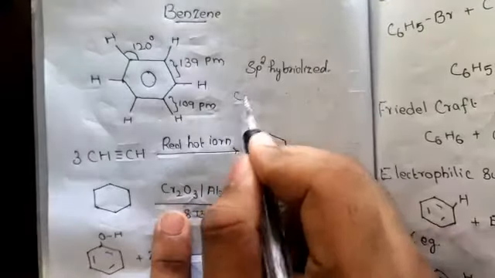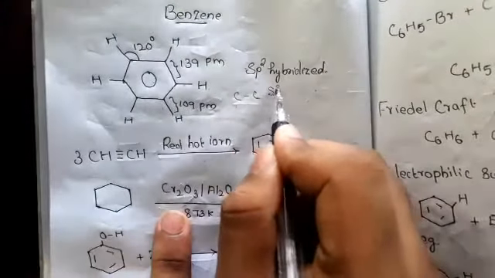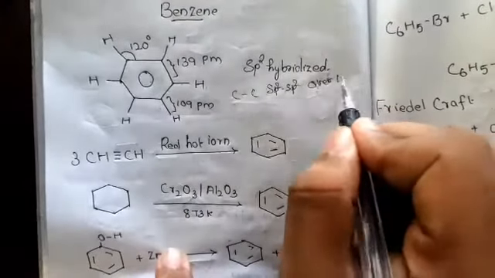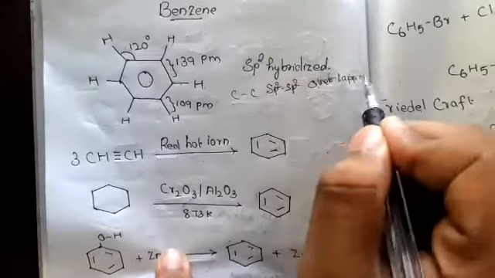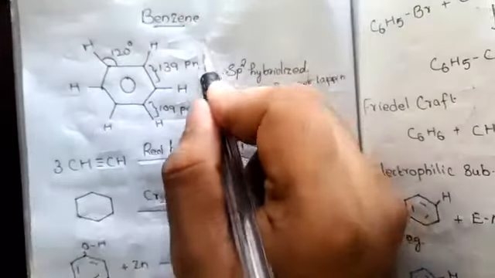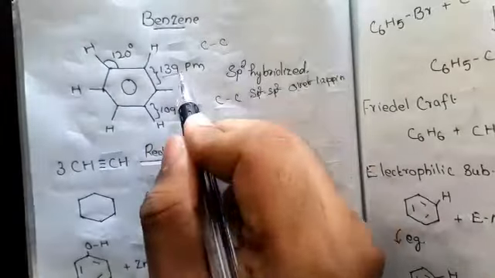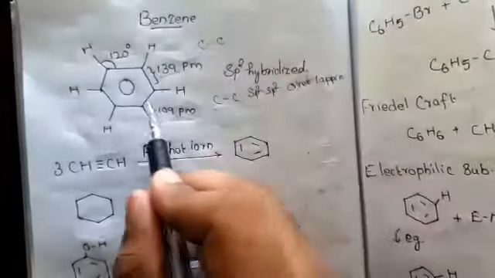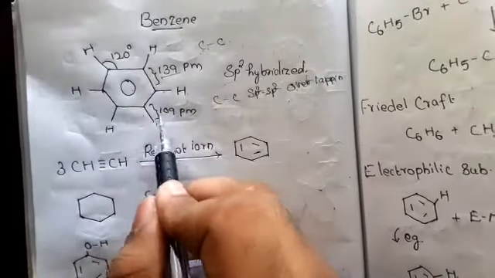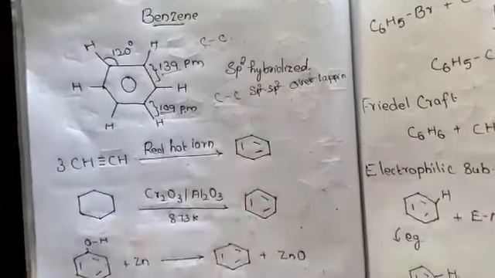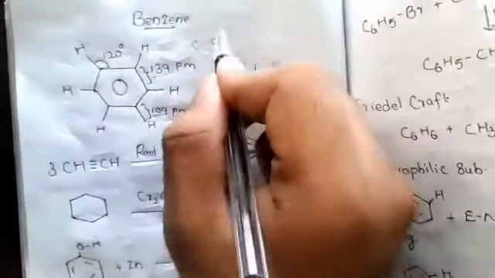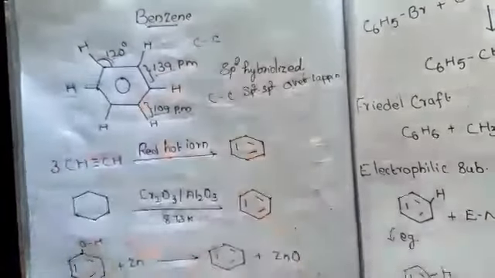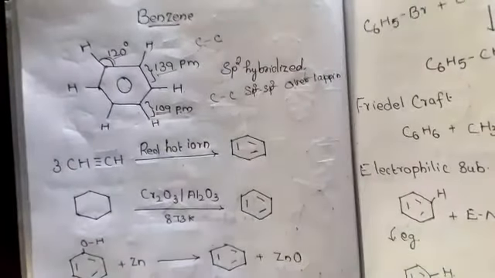So all the C-C bonds are sp2 overlapping. The C-C bond length is 139 picometers, and the carbon-hydrogen bond is 109 picometers. Very important, the carbon-hydrogen bond angle is 120 degrees. Okay, this is about benzene.